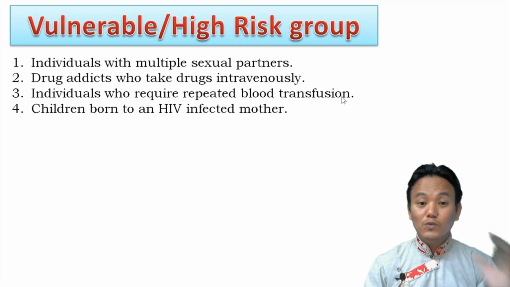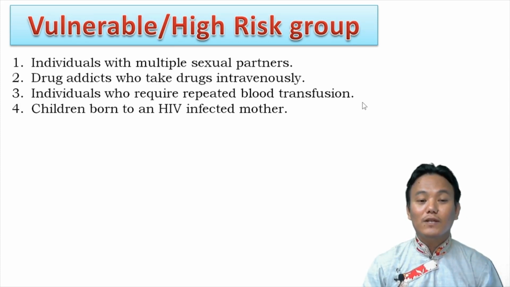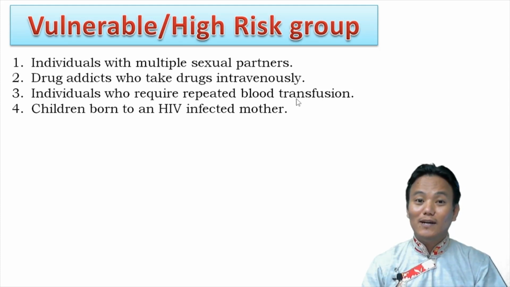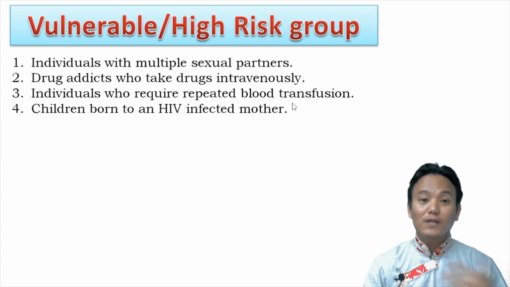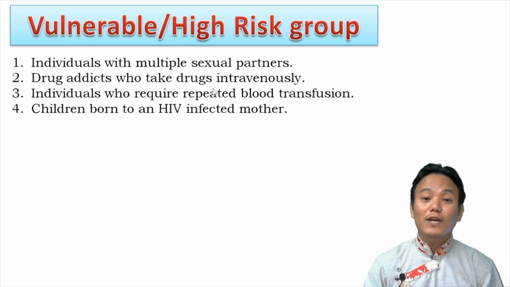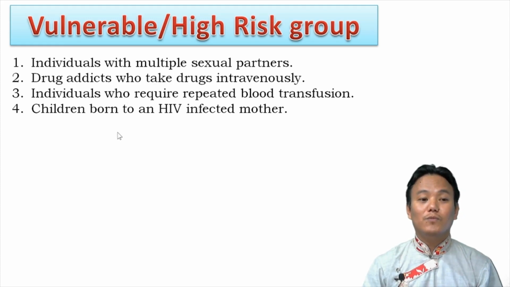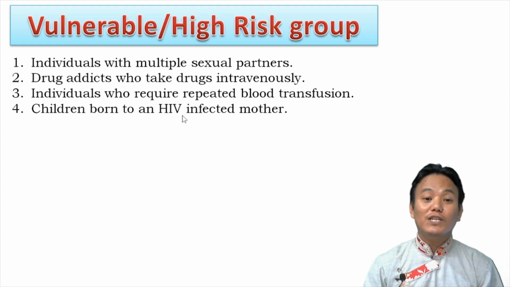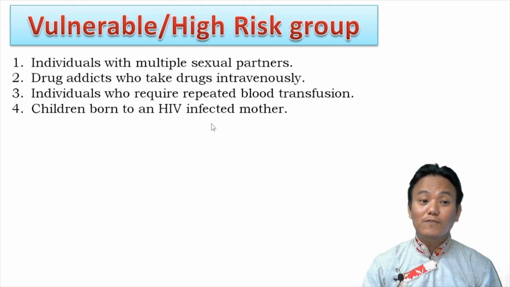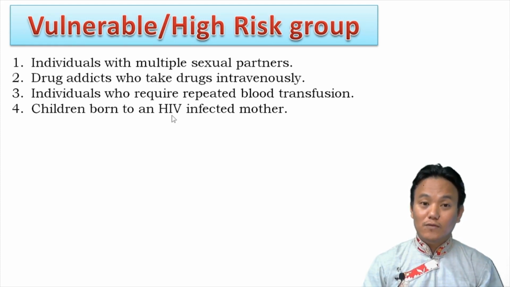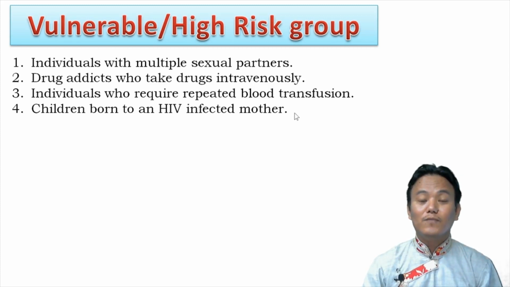If there are individuals who suffer from blood related complications like sickle cell anemia, hemophilia, they require repeated blood transfusions. And in such situations, if they receive contaminated blood, they can also suffer from HIV infection. Therefore, they are also in high risk group. And finally, we have children born to HIV infected mothers. If the mother is HIV positive, the children can also get HIV infection from her through placenta. So those children who are born to HIV infected mothers are also at high risk group. So these are the people who are at high risk of getting HIV infection.